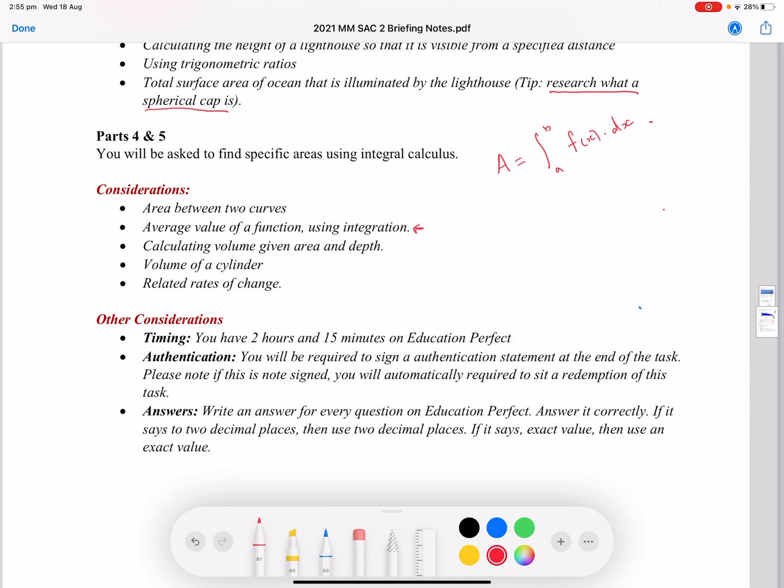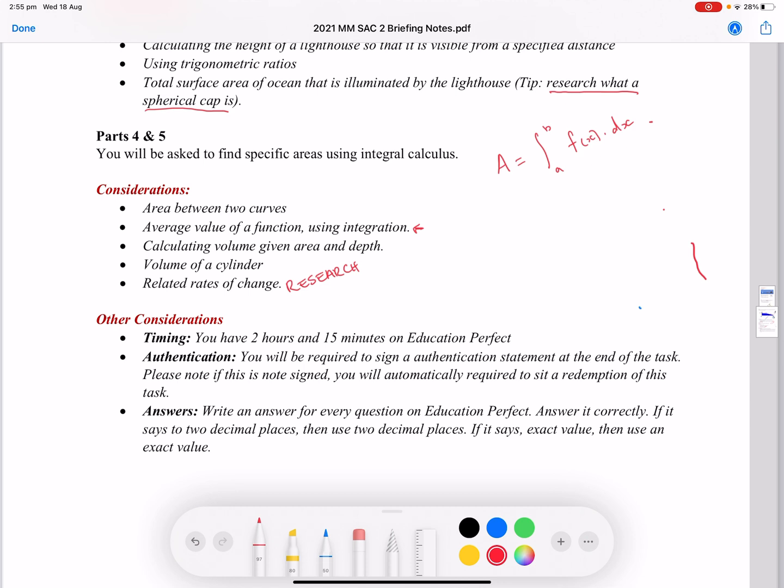You have to also then be able to apply this information and be able to calculate a volume given both area and depth. Handy tip for you, know what the volume of a cylinder is. And then another further tip for you is to also consider what we term related rates of change. This you might need to research. So you might need to do some research on related rates of change, but that will be important.